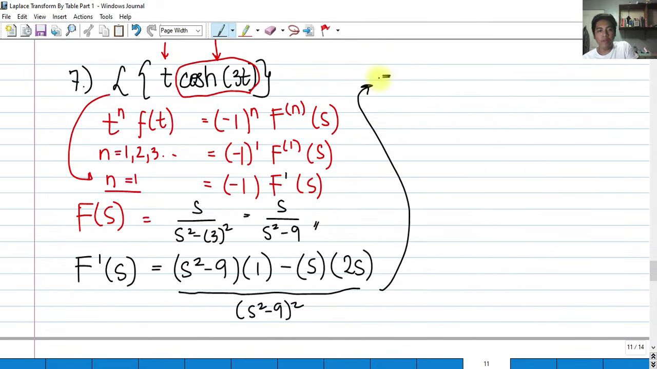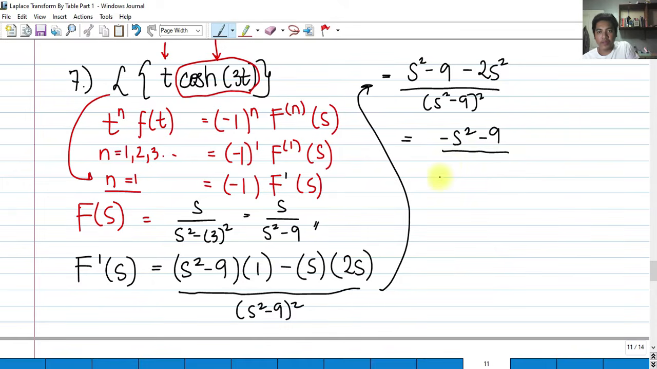Simplifying, we have s squared minus 9 minus 2s times s, which is 2s squared, over s squared minus 9 squared. So s squared minus 2s squared is negative s squared, minus 9, over s squared minus 9 squared. Let us take note that what we get here is the F prime of s.